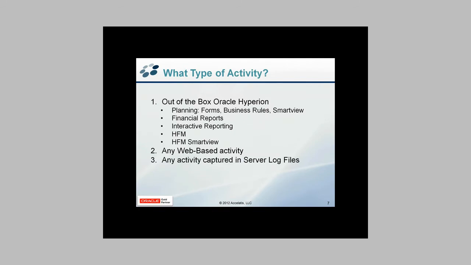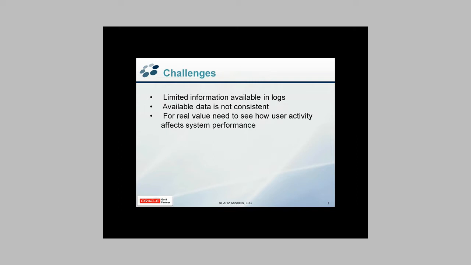So what type of information can we gather? Right out of the box for Oracle Hyperion, we can capture things like Hyperion Planning with rules, forms in Smart View, financial reports, and interactive reporting. We can also capture HFM and HFM Smart View, and that is out of the box. Additionally, we can capture pretty much any web-based activity. Anything coming in through a web server, we can capture and report on. And we can also capture information that comes out of server-based logs as well.